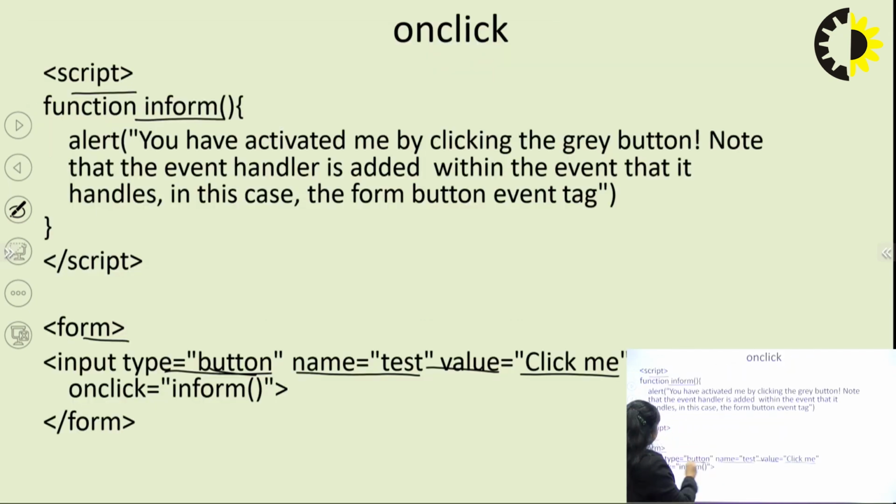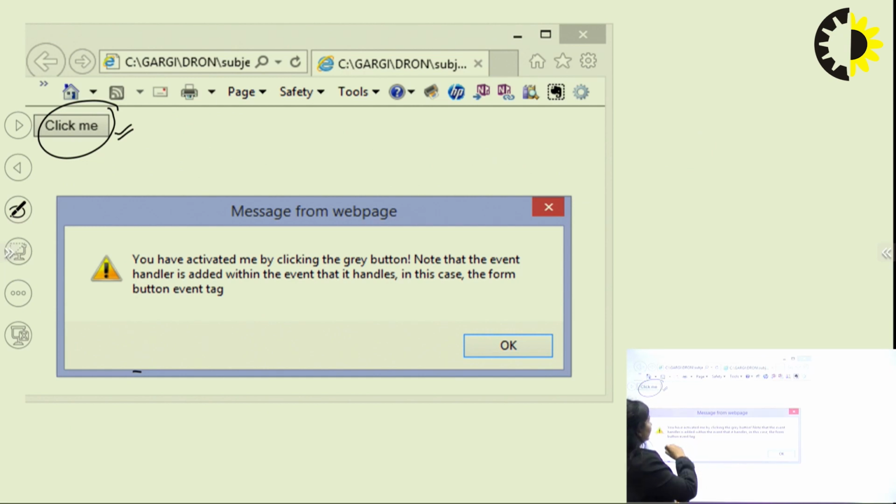Let's see this code. Whenever we have this button on click event, we call this inform function. Whenever I click this button, this inform function will be called, and this is the same function, so an alert message will appear. So this is the same output: alert will come, message from the web page, and you have activated me by clicking the gray button. Note that the event handler is added within the event, which will be handled in that case the form button event tag, and this is the OK. Whenever we press this OK, this alert message will be gone. So this is how this alert will work and on click will work.